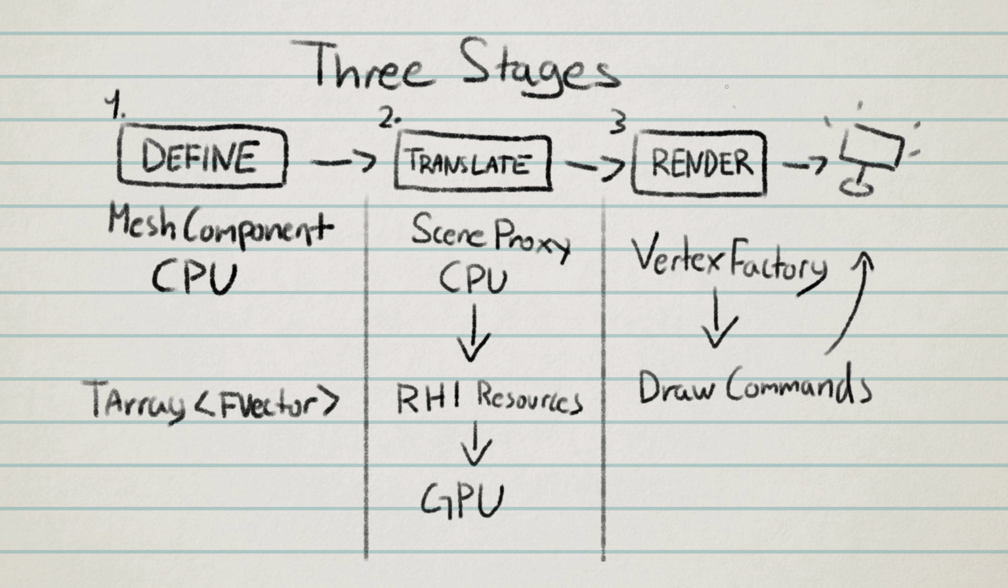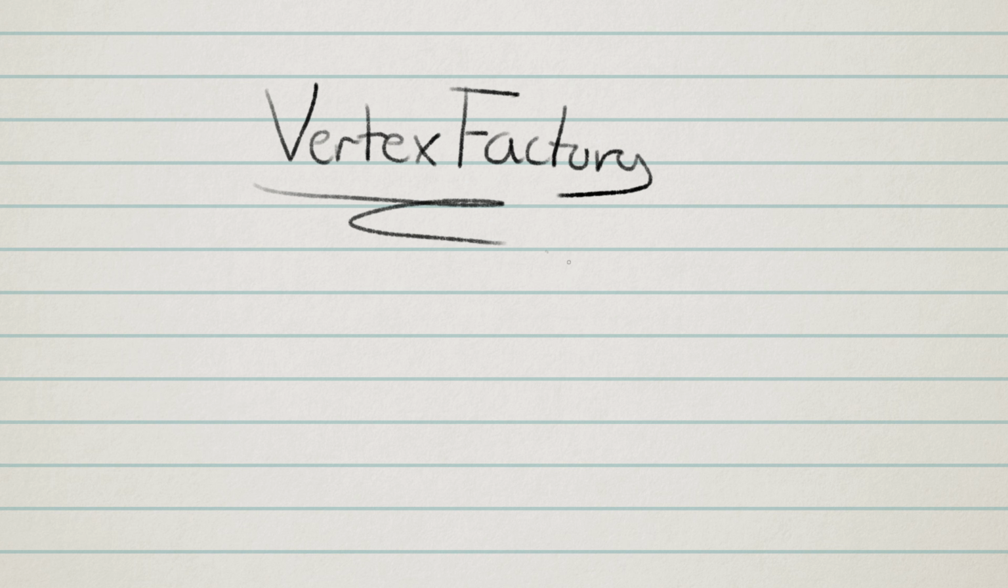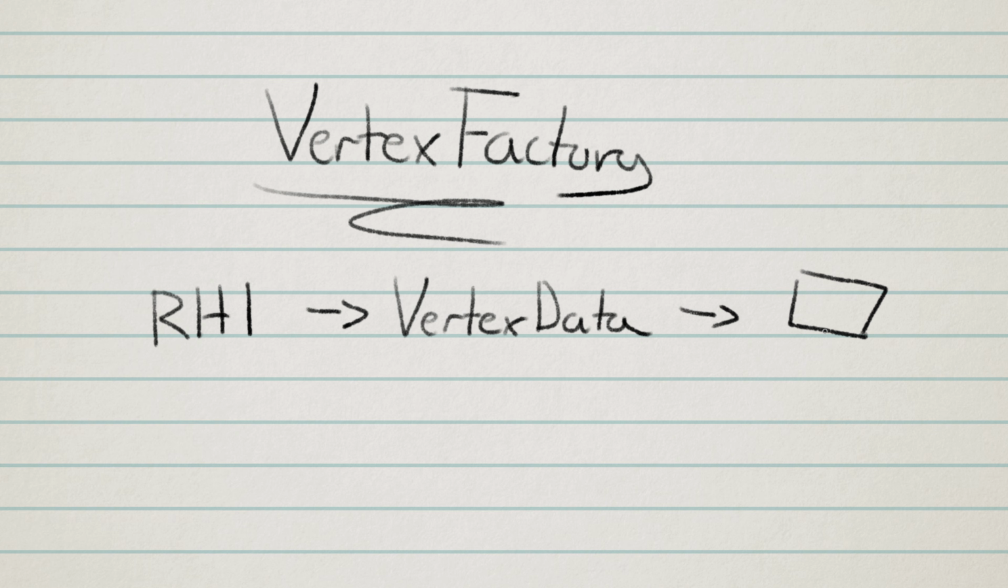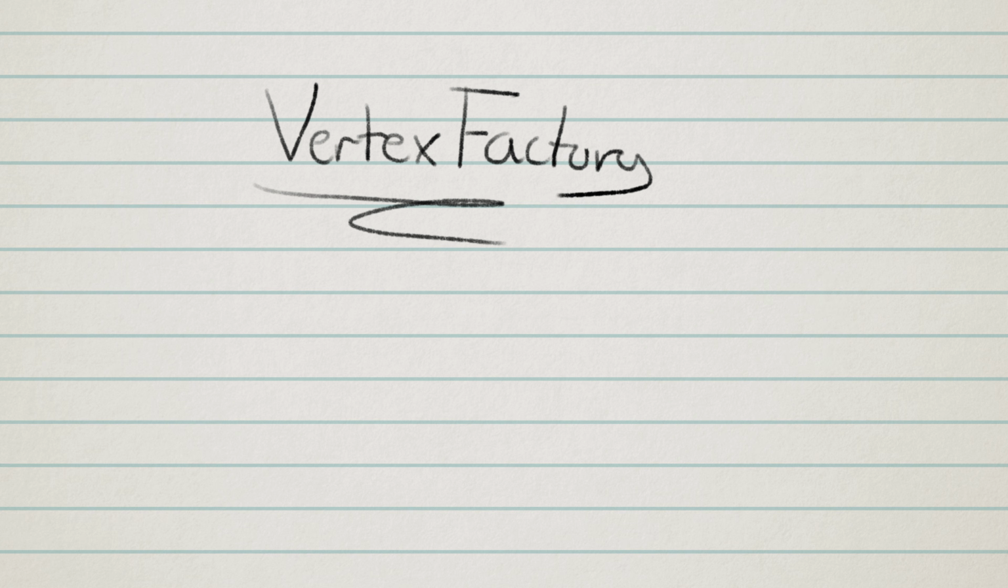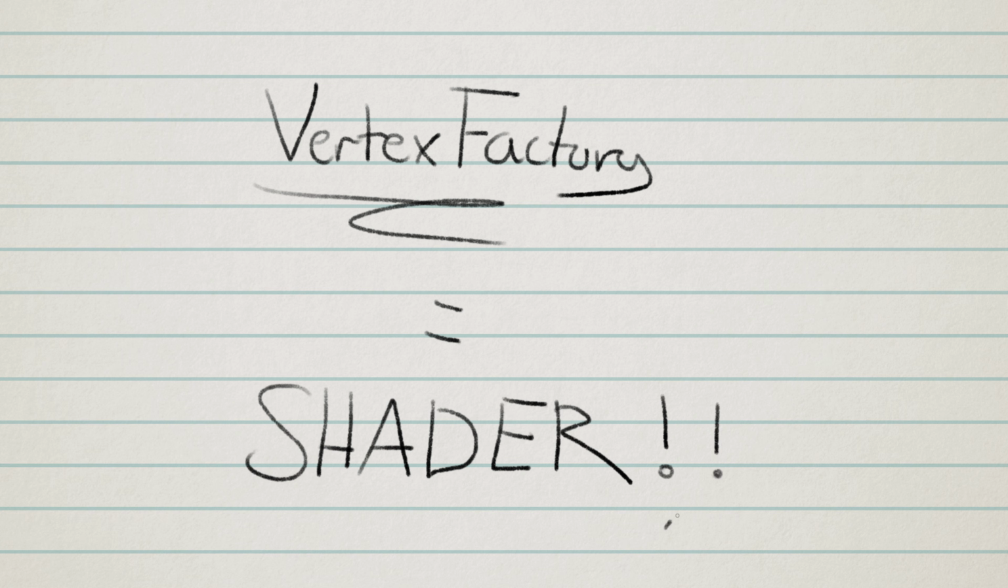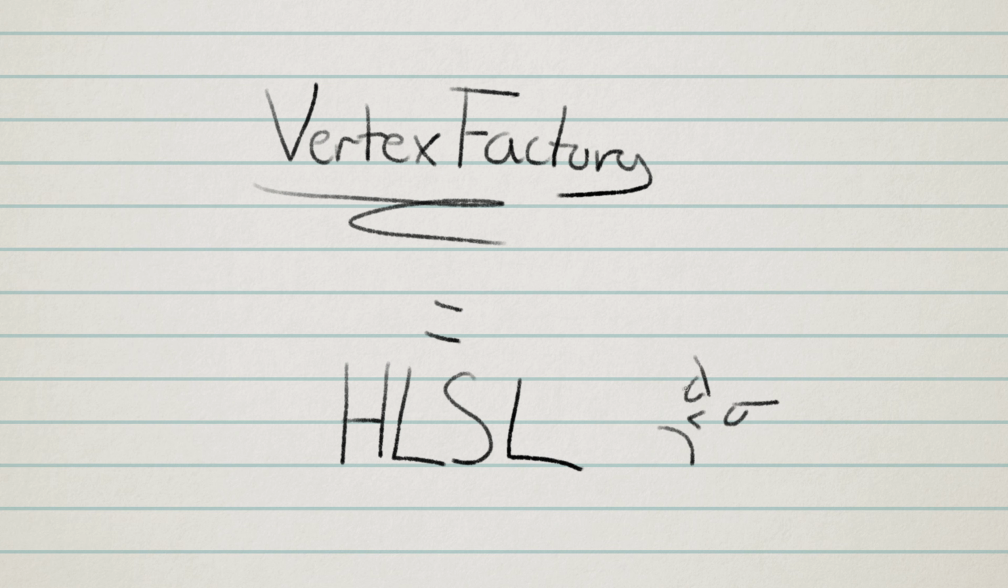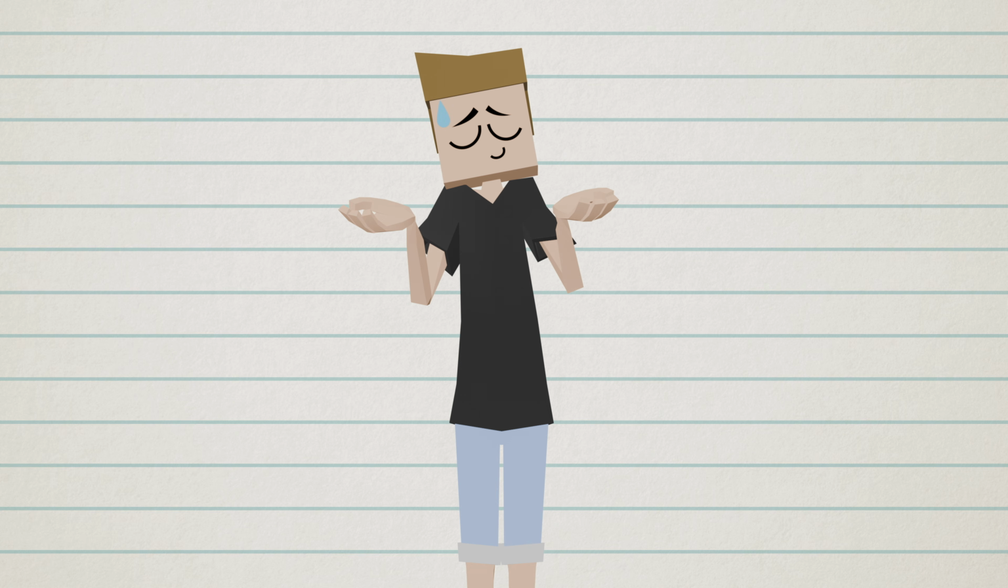Once we have those RHI resources and a few more gray hairs on our head, we can send them over to the Vertex factory and the last render stage. The Vertex factory is the last piece of the pipeline. It takes the RHI resources we made in the last stage and draws the data to your screen. And since drawing stuff to the screen is the GPU's job, that means that the Vertex factory has to run on the GPU, not the CPU like the rest of our code. And that means that the Vertex factory has to be a shader, written in a language called HLSL, not regular C++, which I'm used to.